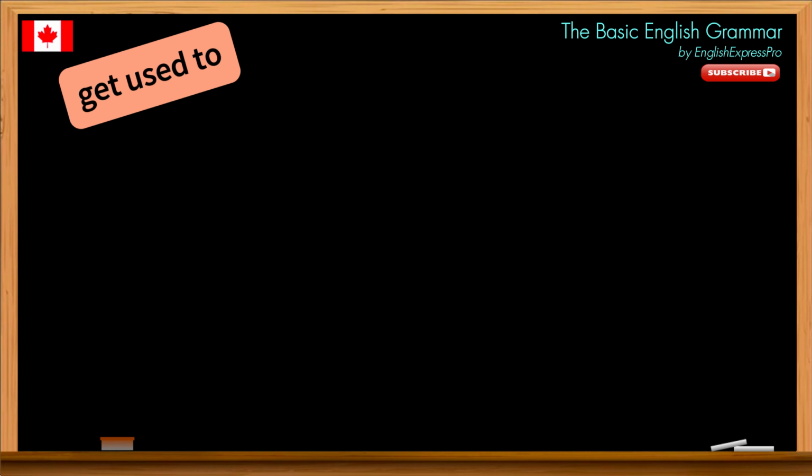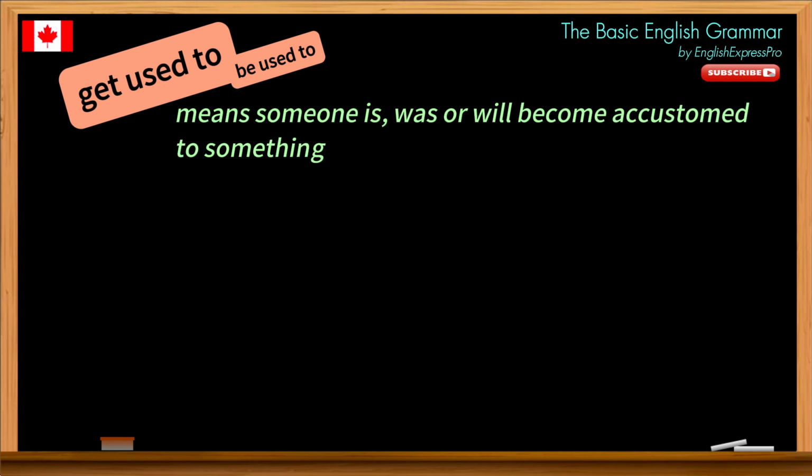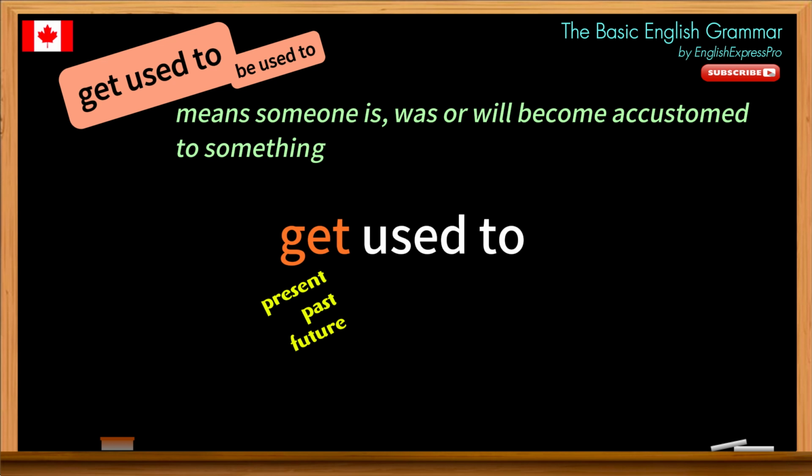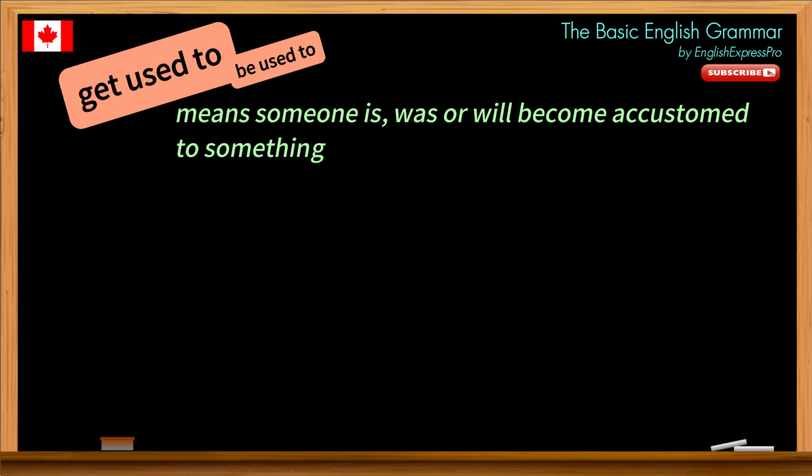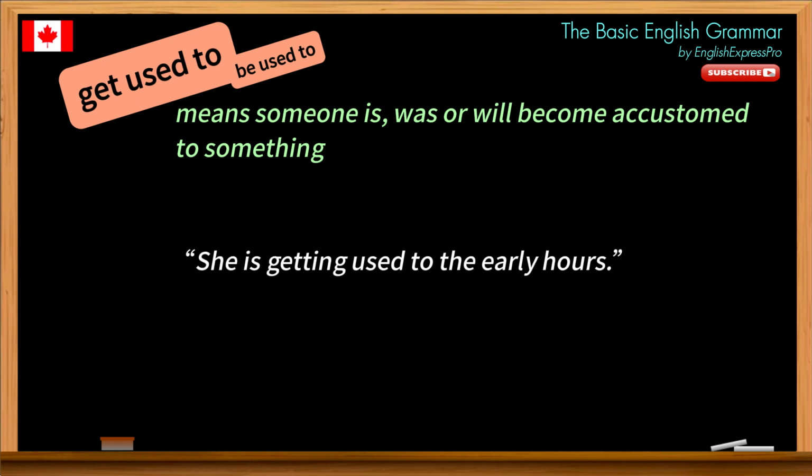And finally, we have get used to. Remember, this phrase is related in meaning to be used to. The difference is that get used to means someone is, was, or will become accustomed to something. So the verb get in the phrase can take the present, past, or future tense. For example, I said this about Tanya. She is getting used to the early hours. That means she is becoming accustomed to being awake in the early morning.